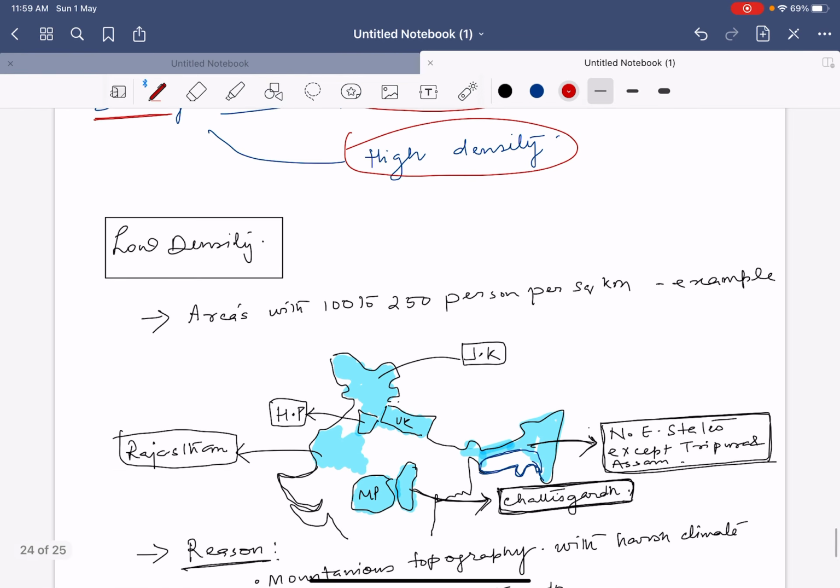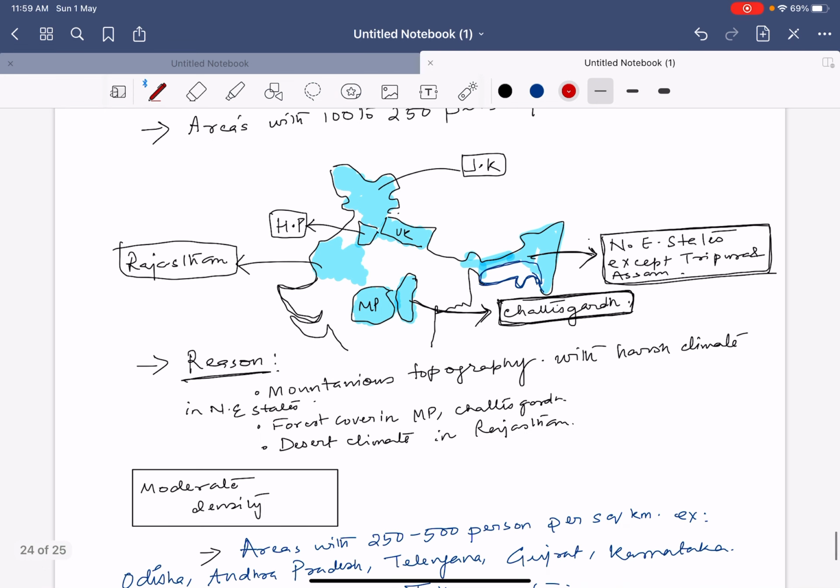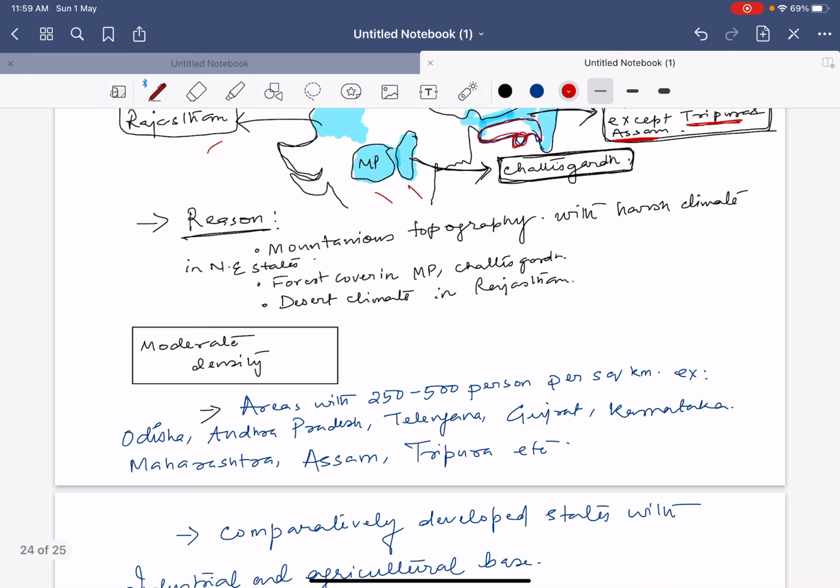Low density: areas with 100 to 250 persons per square kilometer. Examples: Jammu Kashmir, Himachal, Rajasthan, Uttarakhand, MP, Chhattisgarh, northeastern states except the states of Tripura and Assam. Be very careful. Though I am writing northeast states, Tripura and Assam are not low density states, they are high density states. This is your Tripura and this region is your Assam. What is the reason? Mountainous topography with harsh climate in the northeast states, forest cover in Madhya Pradesh and Chhattisgarh, and desert type of climate in Rajasthan.